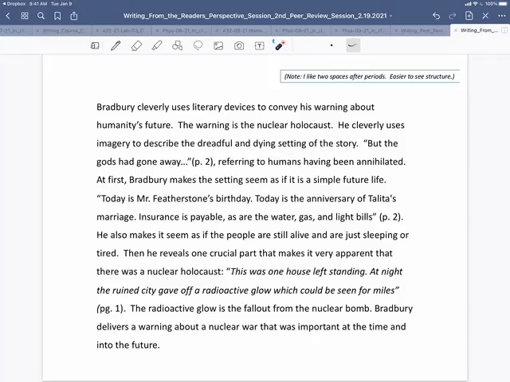And only the author can tell us. And then the author will need some skills at reorganizing sentences to realize, how would I change this into a Whose story? The dreadful and dying setting of the story is cleverly used by Bradbury to develop imagery.